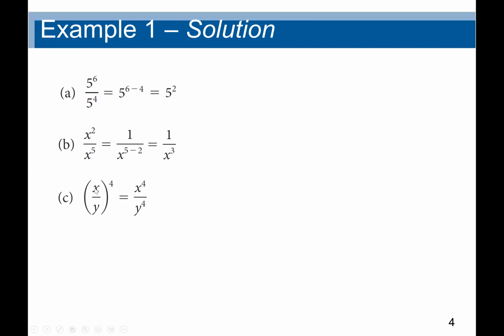Next also is the division, x divided by y in parentheses raised to the power 4. So the 4 affects both x and y. So our result will be x to the power 4 divided by y to the power 4.